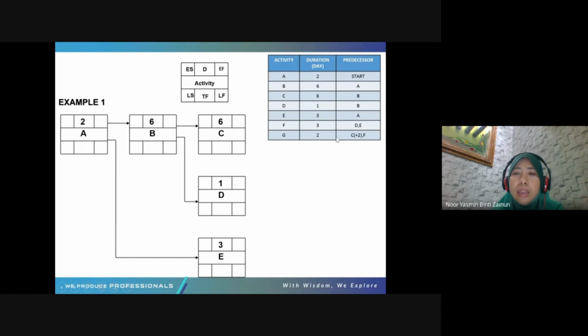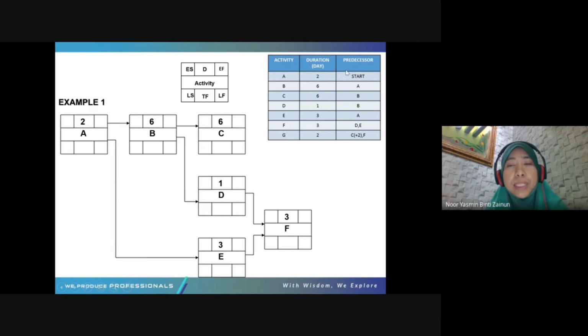And then F, the predecessor is D and E. D and E, keluar lagi satu kat sini. Okay, D and E, predecessors for F. And then G, the predecessor is C, but plus 2. If the relationship is not stated, means that all the activities are finish to start.